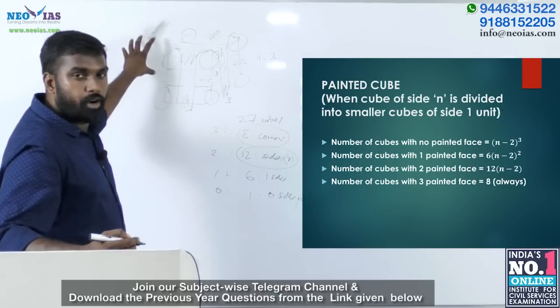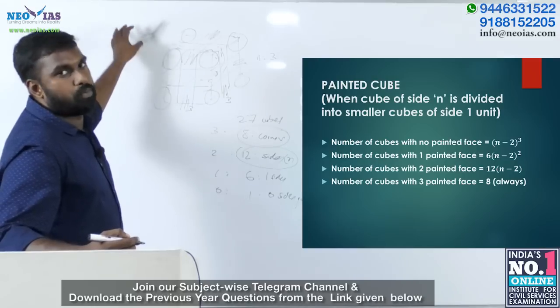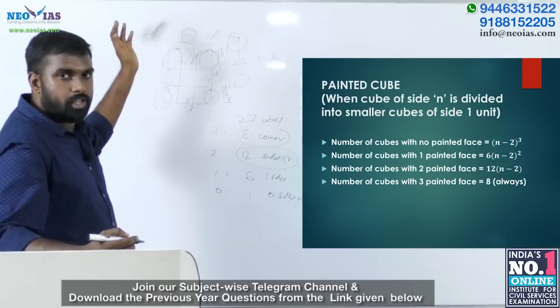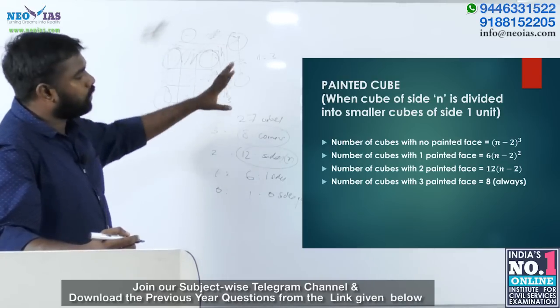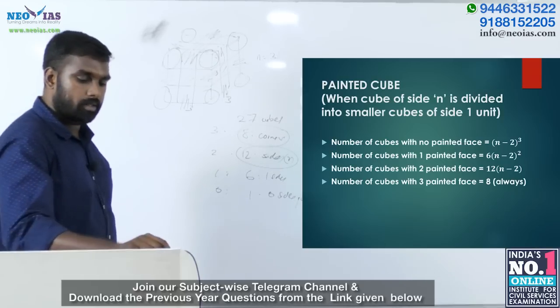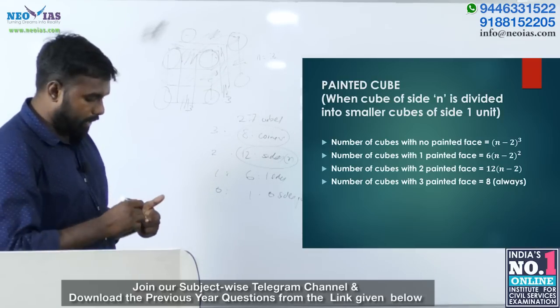If it is 4 into 4 into 4, it will have many more. 5 into 5 into 5, it will have many more. Okay, it's not easy to count them. So it's better to remember this formula so that you will be able to solve the questions very easily.